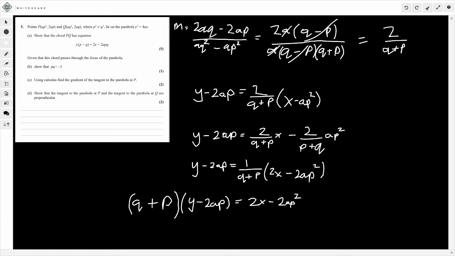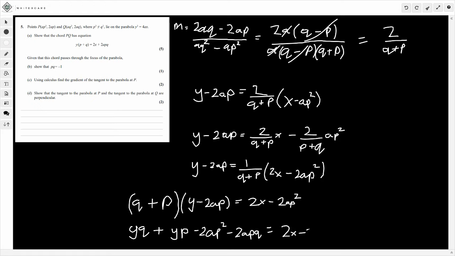So what's that going to give? It's going to be yq plus yp. I'm going to get positive yp. I'm going to get minus 2ap squared minus 2apq. So that's going to be equal to 2x minus 2ap squared.